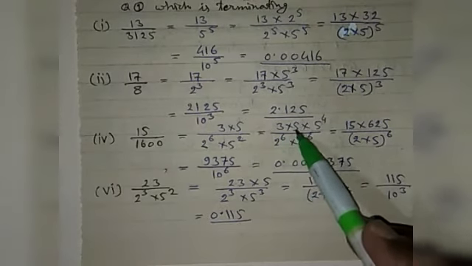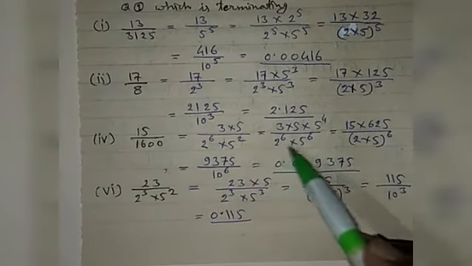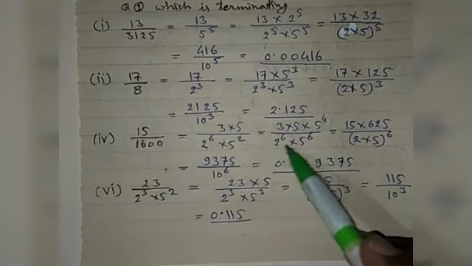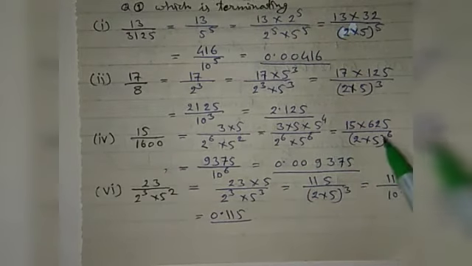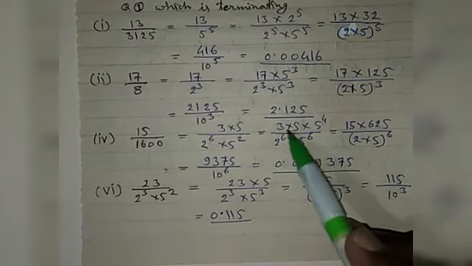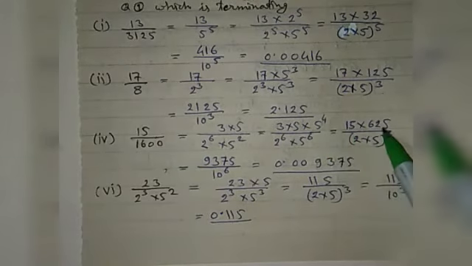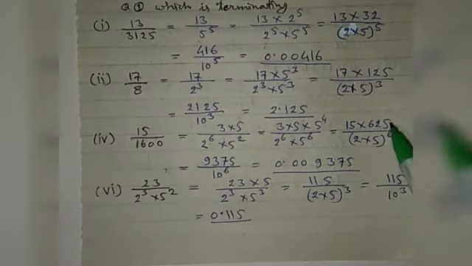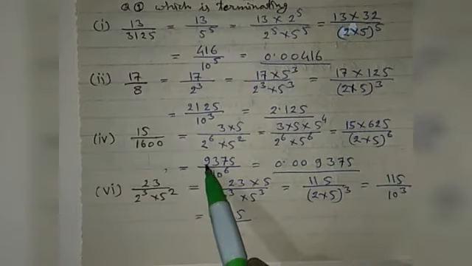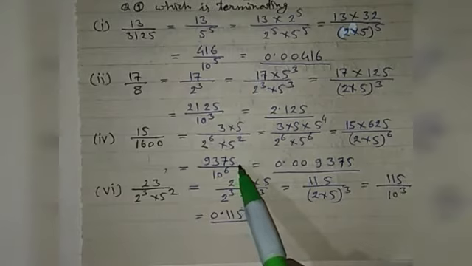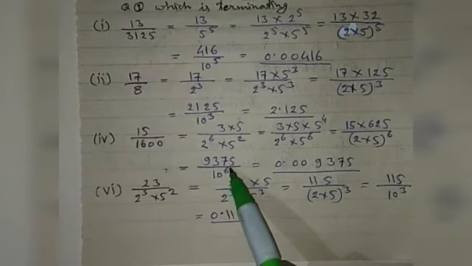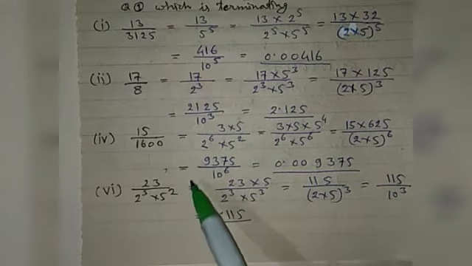So you will get 3 into 5 into 5 power 4 divided by 2 power 6 into 5 power 6. 2 power 6 into 5 power 6 will give (2 into 5) whole power 6. And in the numerator, 3 into 5 is equal to 15 and 5 power 4 equal to 625. On multiplying both the numbers you will get 9375 in the numerator, divided by 10 power 6. 10 power 6 means you have to put the decimal at 6 places.